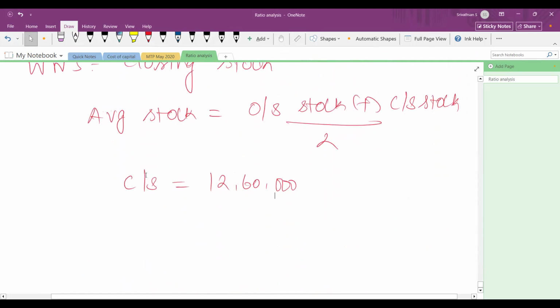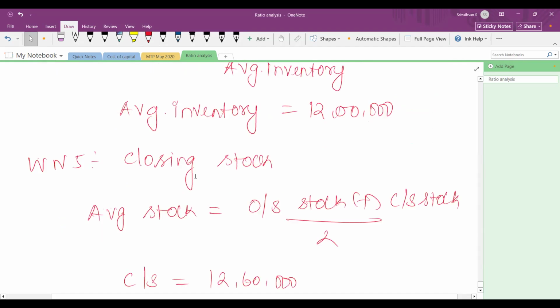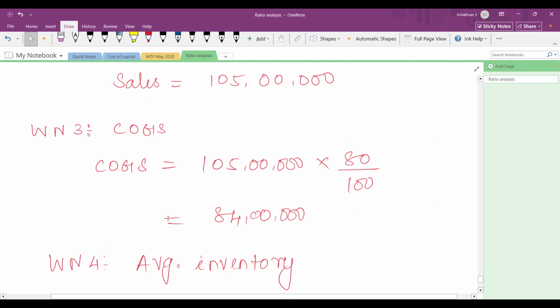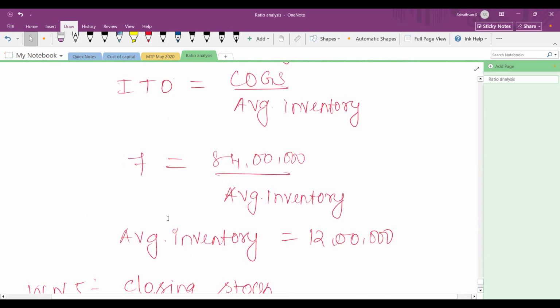We have to calculate all those things. That is what I'm going to do. No, not balance sheet. We have to do that working note. Working note number 6. Working note 3. Did you understand why we are taking 80%? Done. Working note 4, you're done.